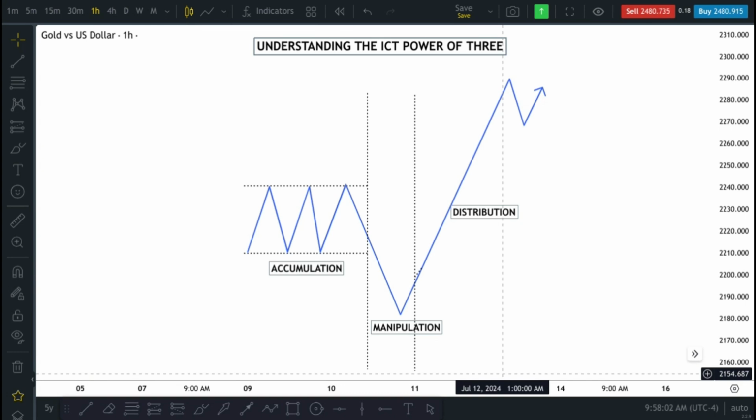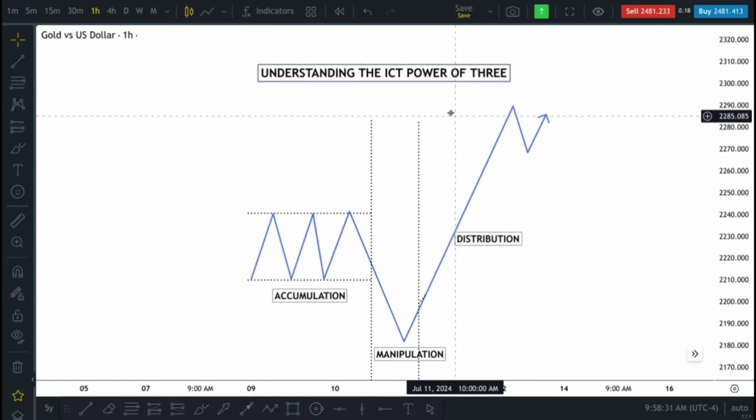I am Cosmos right here with Black Bull FX, and today we are going to be diving deep into a very powerful trading concept known as the ICT Power of Three. And this strategy, developed by the Inner Circle Trader ICT himself, is a game changer for many traders, guys. And I'm so excited to break it down for you today. So let's get started.